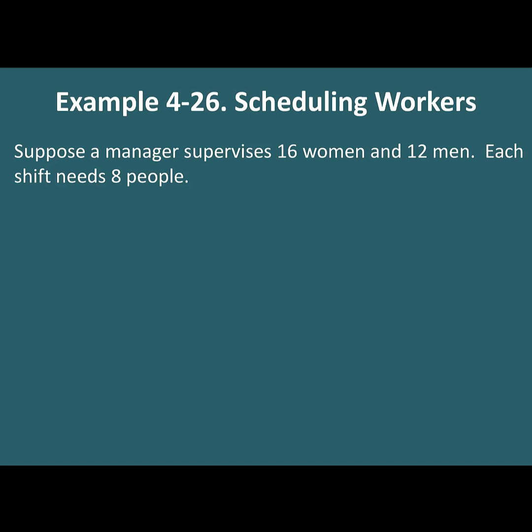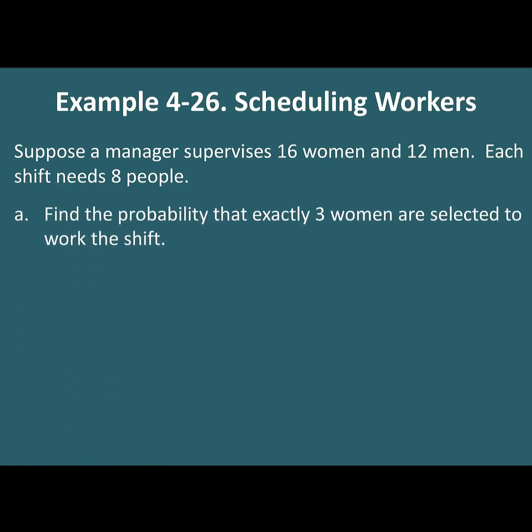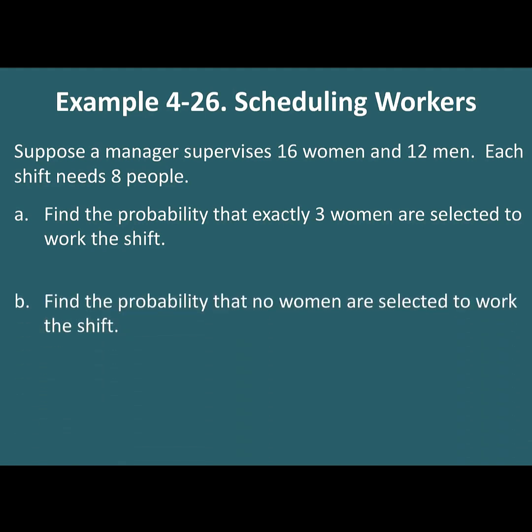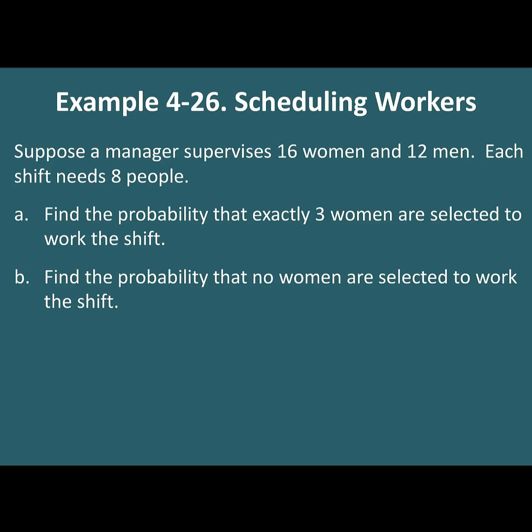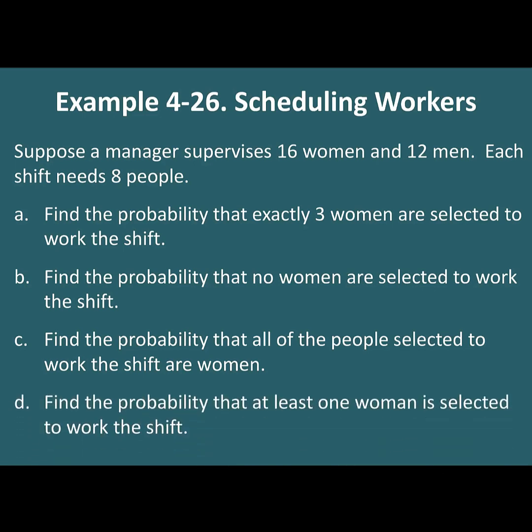Suppose a manager supervises 16 women and 12 men. Each shift needs 8 people. Let's go ahead and find the following probabilities. Let's find the probability that exactly 3 women are selected to work the shift. Then let's find the probability that no women are selected to work the shift. Then let's find the probability that all of the people selected to work the shift are women. And finally, let's find the probability that at least one woman is selected to work the shift.